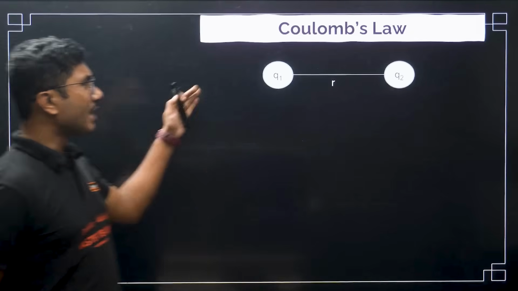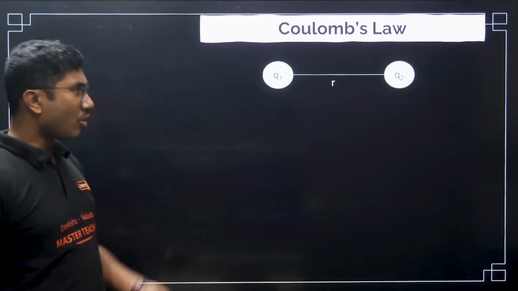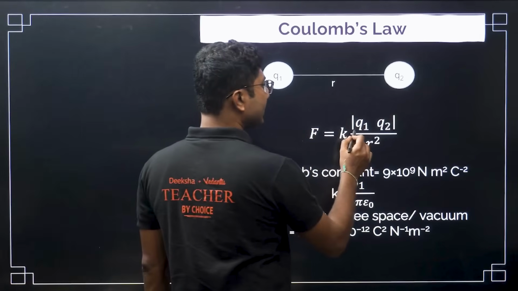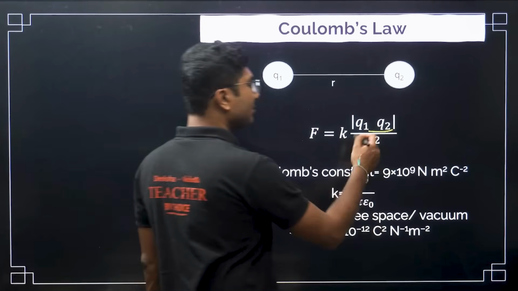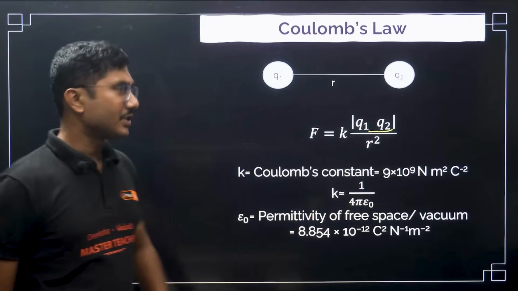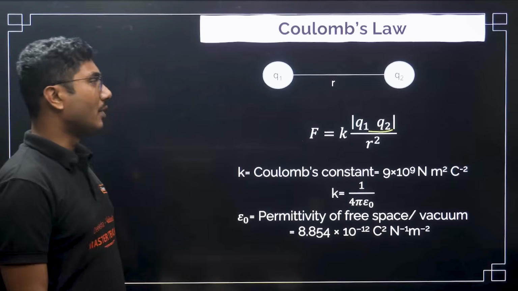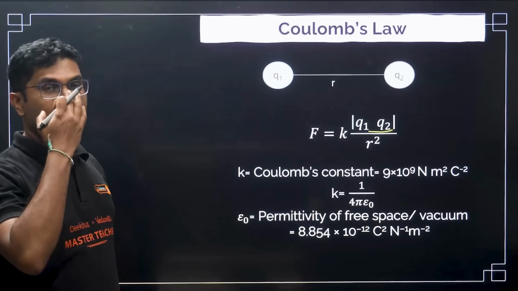Okay, so suppose we have two charges Q1 and Q2 separated by a distance small r. Then from Coulomb's law, the force between these two charges is directly proportional to the product of the charges and inversely proportional to the square of the distance. Now sometimes in exams they will ask you to write this force in vector form, write Coulomb's law in vector form.